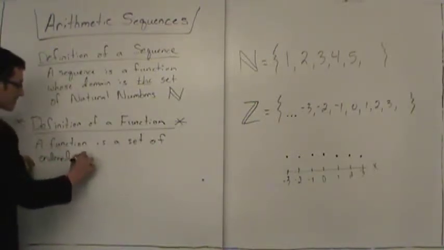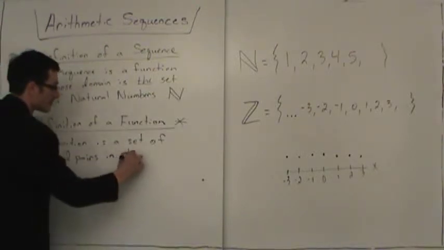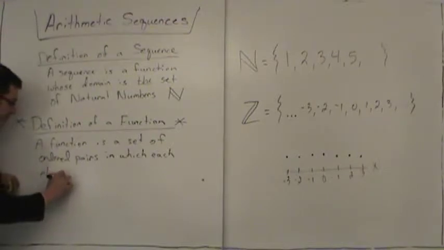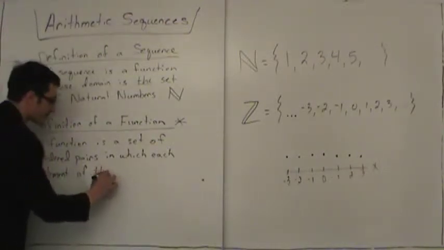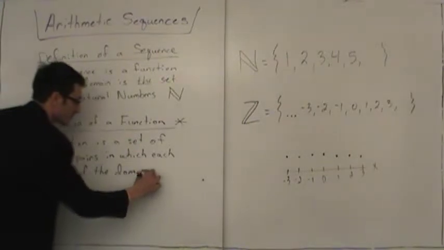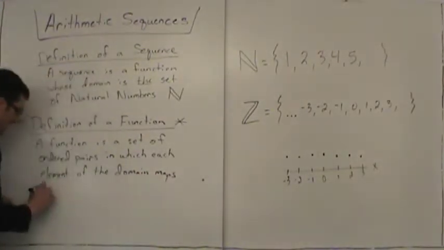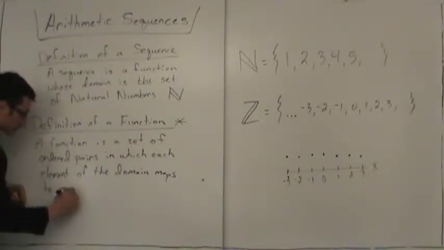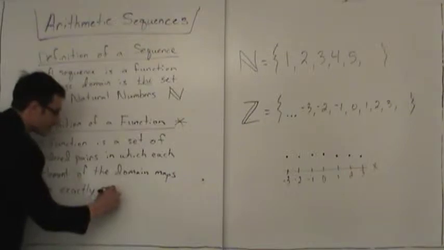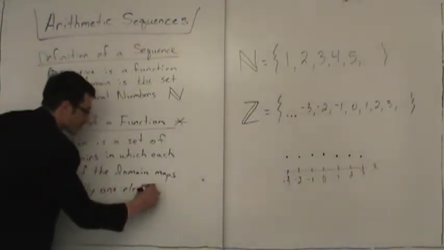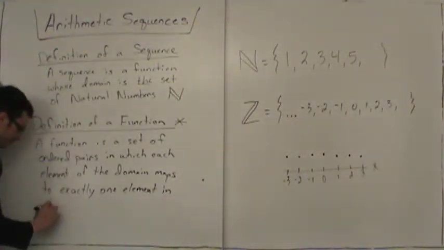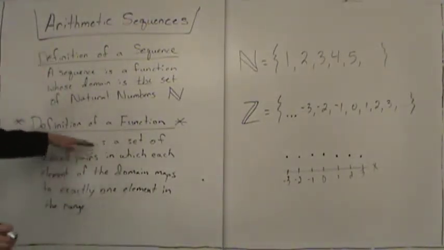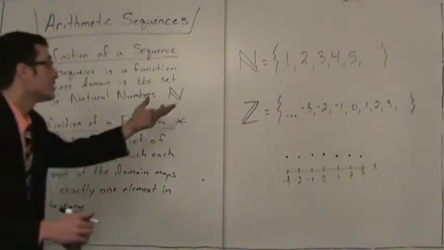A set of ordered pairs in which each element of the domain maps to exactly one element in the range. Now I'm going to try to help you see a little bit of a concept of what this definition is saying today using these two sets of numbers.